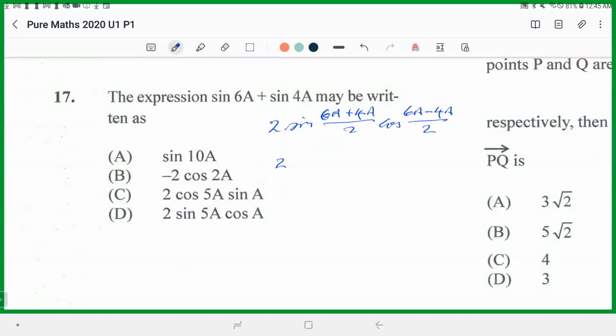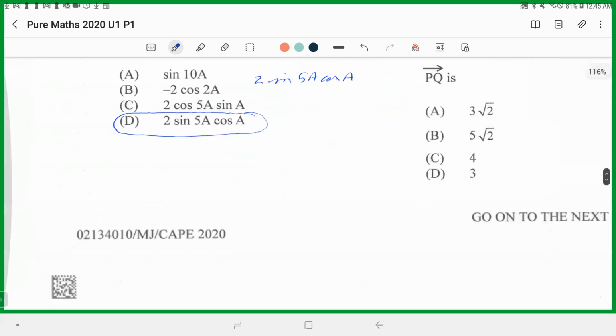So it becomes twice sine. This becomes 10 over 2, which is 5a, cos, it becomes 2a over 2, which is just a. And that is the last one right here. Number 17, number 18 now.